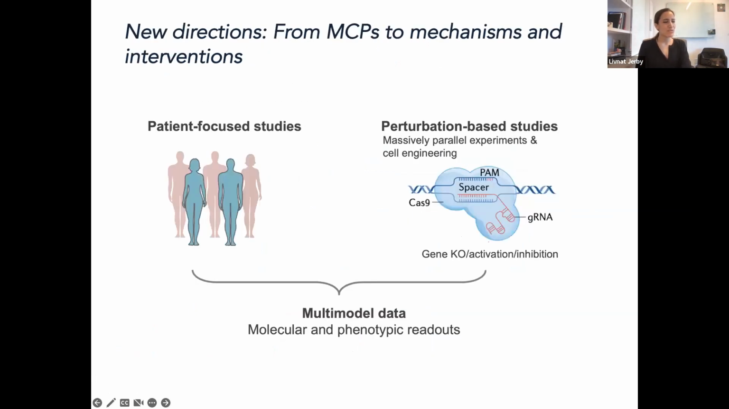And before I summarize, I want to say a few words about the new directions that we're taking to go from multicellular programs to mechanisms and to interventions, because I think that this concept of MCPs is very useful, but one of the challenges will be, number one, to be able to identify those across different settings, and number two, to be able to tease them apart and understand the cause and effect, so that we'll be able to have concrete leads for interventions and to understand the mechanism.